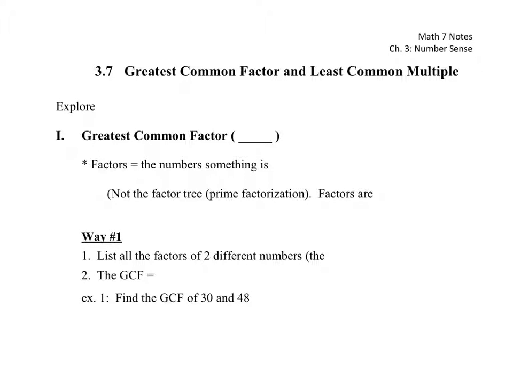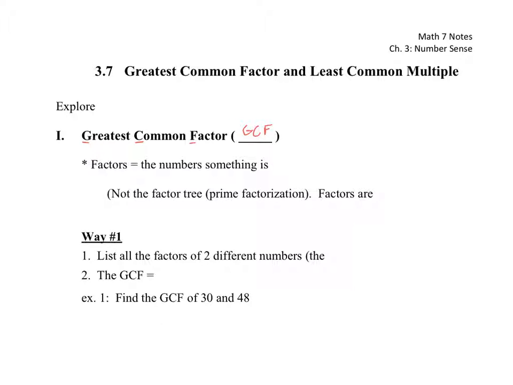Greatest common factor and least common multiple. So first thing we're going to look at is greatest common factor. We have an abbreviation for that. It is GCF. So if it asks for the GCF, you know that's the greatest common factor, and that comes from the first letter of each word.